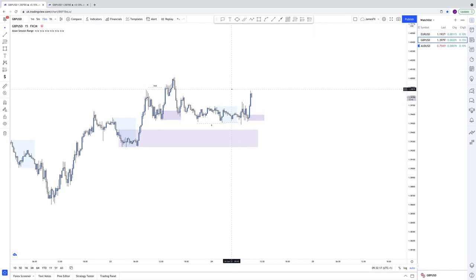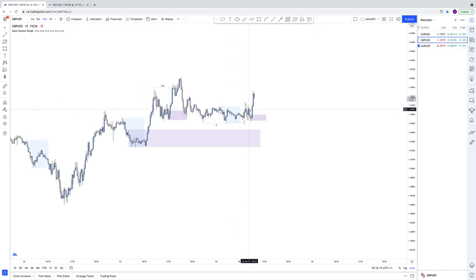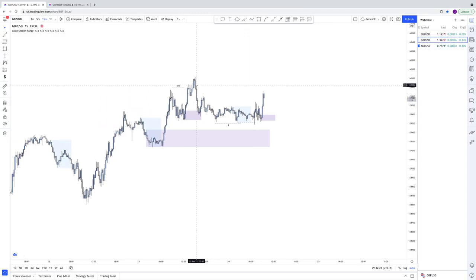And if that's the case, then I will be eyeing up longs from this area, as we have broken structure, and I will be targeting highs up here. But I just thought I would quickly go through that. Just a little 5-minute video, quick tip.